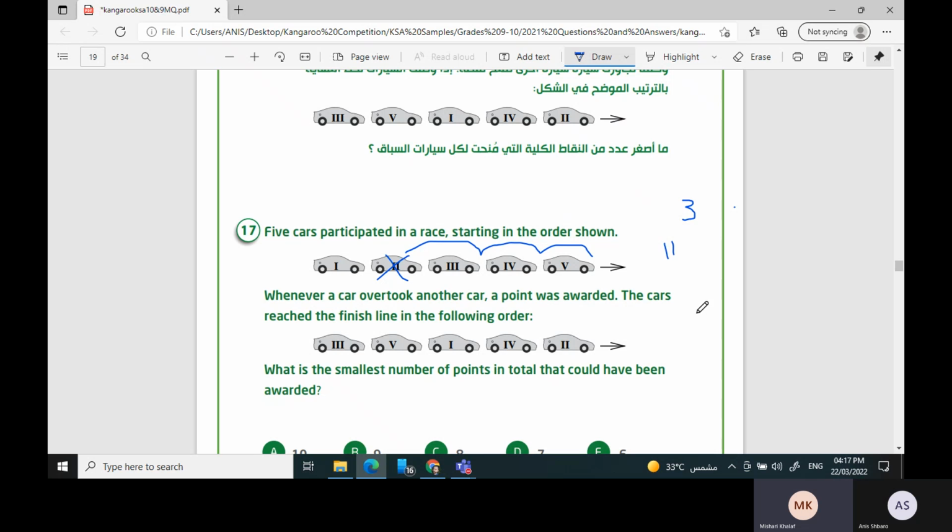Then the second one is just the same. So it's zero. It will stay the same. But remember, when this one is the first, number five is the second. Number three, number four, sorry, the third, not the second.